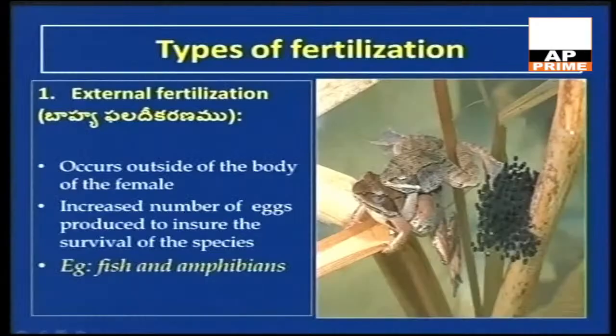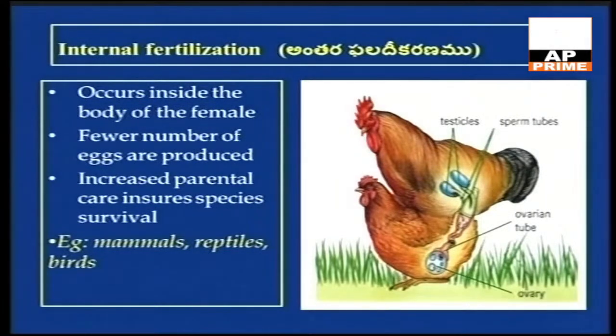Here the example is the frog. The male frog massages the female and it provokes the discharge of eggs from the female frog. The examples for external fertilization are fish and amphibians. Most fishes and amphibians discharge their eggs and spermatozoa into the water medium. And the second one is internal fertilization. Here the fusion of gametes takes place inside the female body.